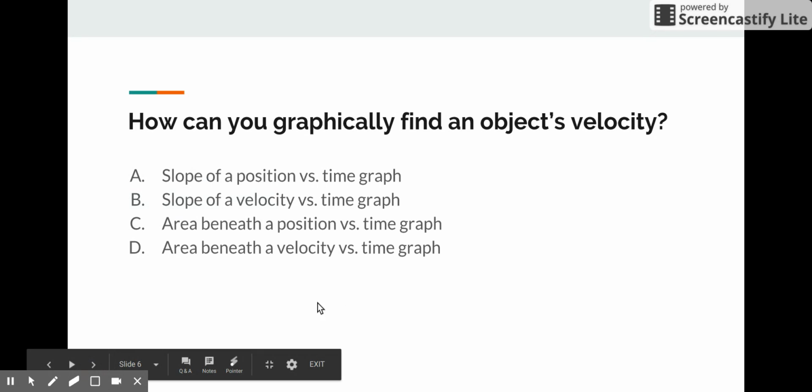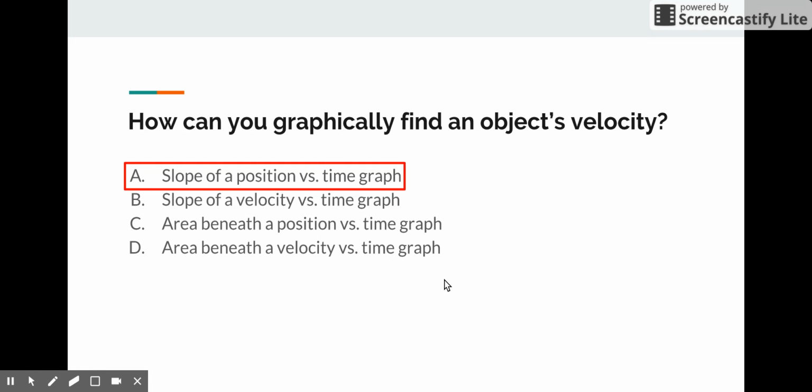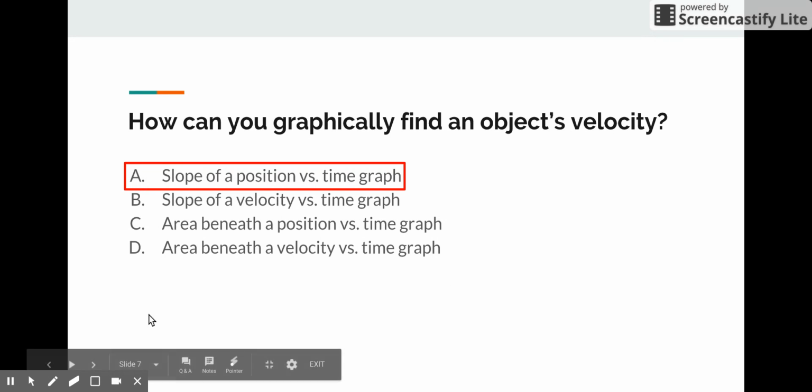How can you graphically find an object's velocity? The answer here is the slope of a position versus time graph. This gives you rise over run, which would be your change in position over change in time. And change in position is your displacement. So in another way, it is simply getting the amount of meters you move in a certain number of seconds.